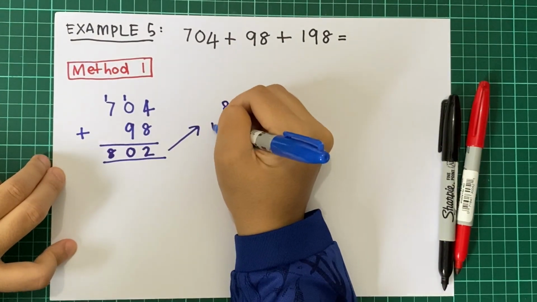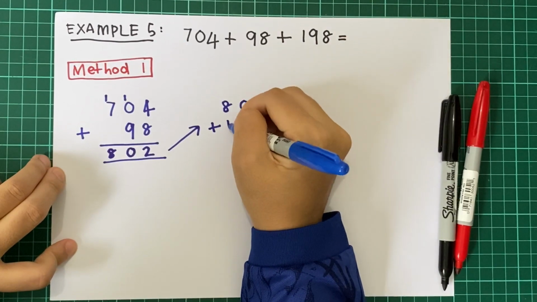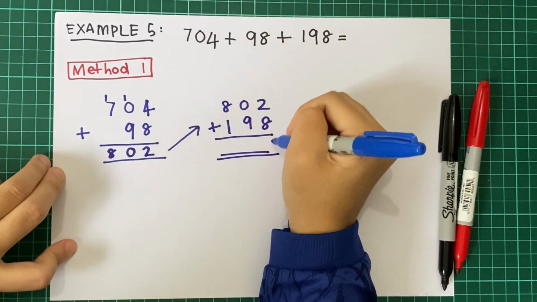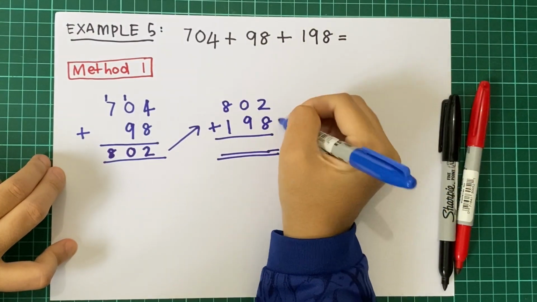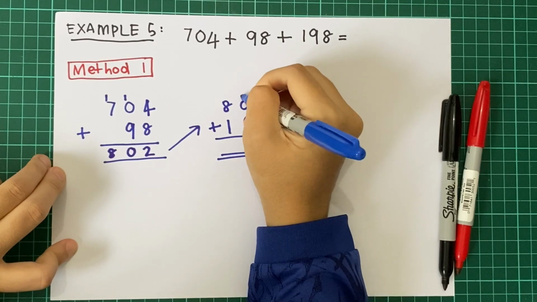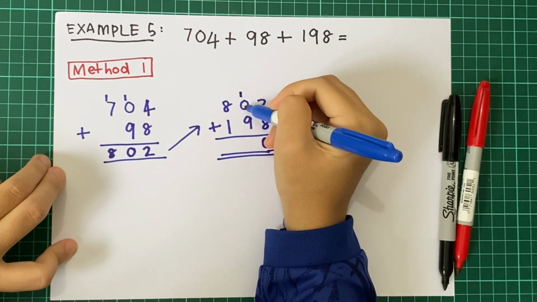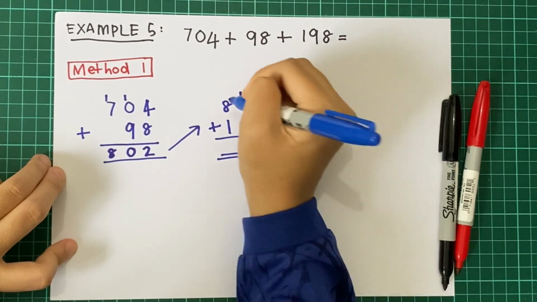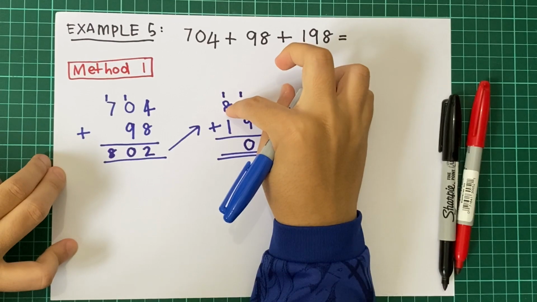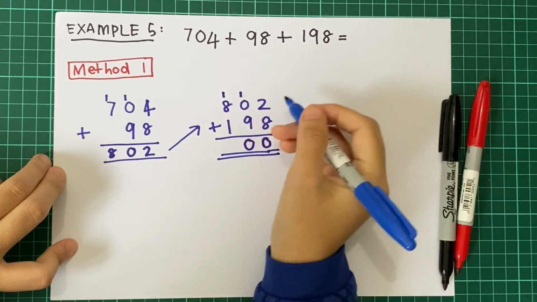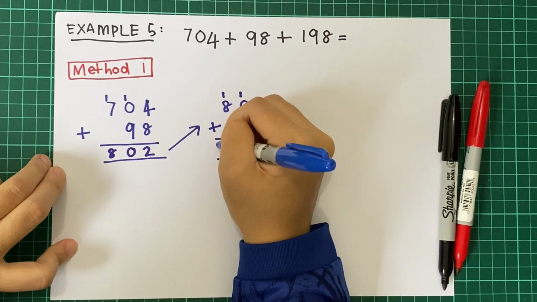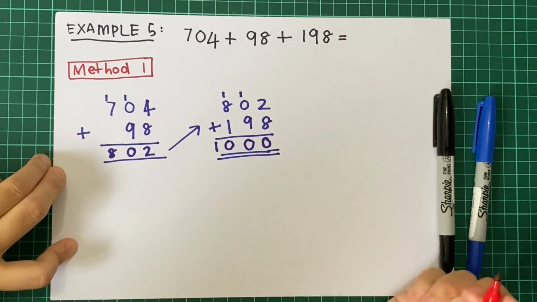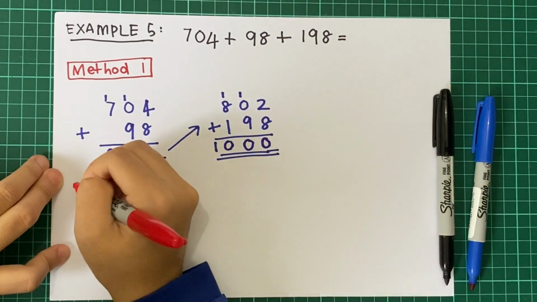802 plus with the last number 198. 2 plus 8 equals to 10. Write down 0, bring out 1. 1 plus 0 is 1 and plus 9 equals to 10. Write down 0 and bring out 1. 1 plus 8 equals to 9, and then you plus with 1 equals to 10. We get 1000. Now, let's compare this answer with method 2.